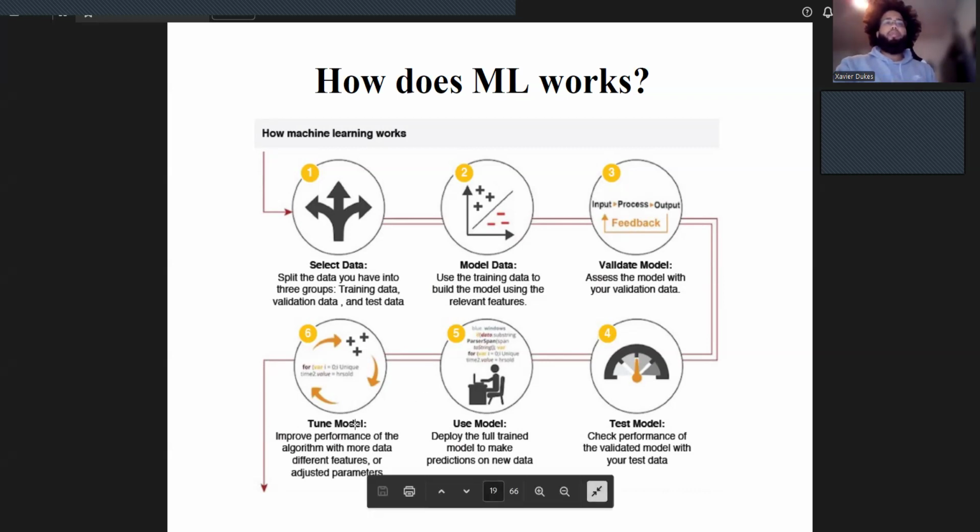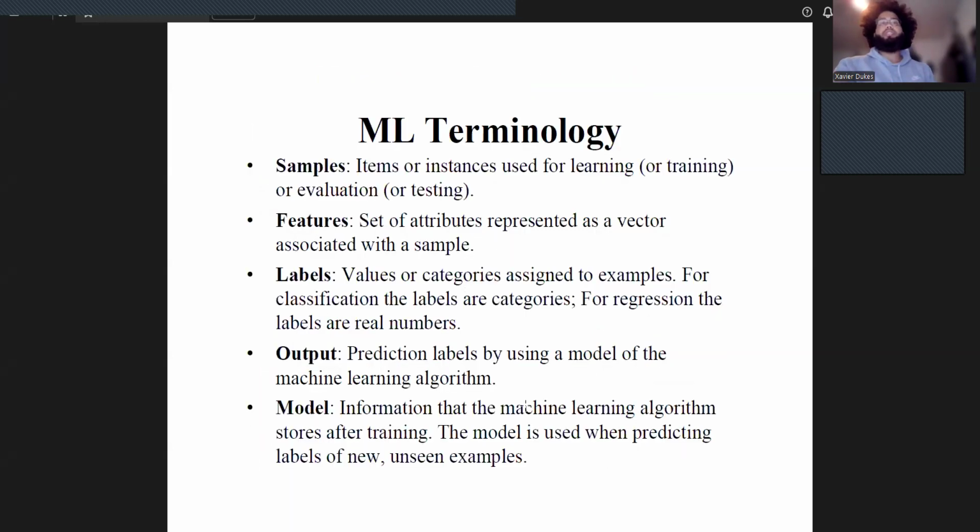We then tune the model, improving the performance of the algorithm via different features such as hyperparameters. This is typically things such as the learning rate and dropout rate, which we'll get into later. And we use the model and can continue to test the model and its output in real world instances.